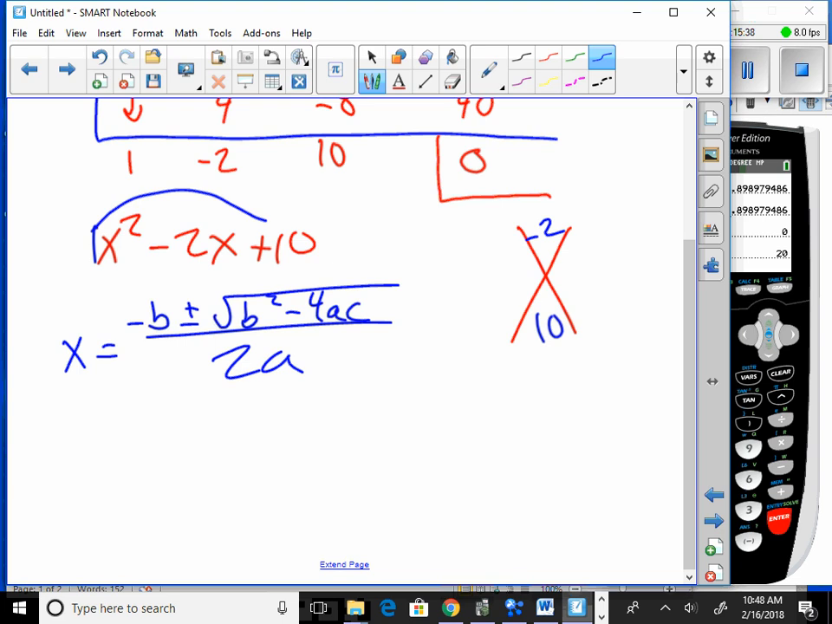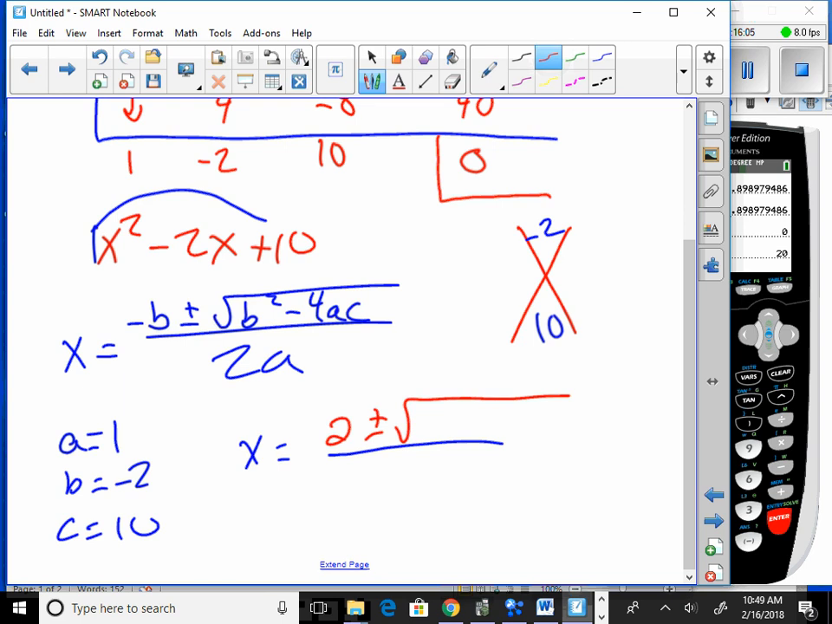Okay, so then we just list out a, b, and c and plug the numbers into the appropriate place. So my a is 1, my b is negative 2, and my c is 10. So I say x equals, now when the formula says negative b, that means you take whatever your b is and you have to switch it to the opposite sign. So my b was a negative 2. If I put a negative in front of a negative 2, it would switch to a positive 2. So I'm going to do positive 2 plus or minus the square root.